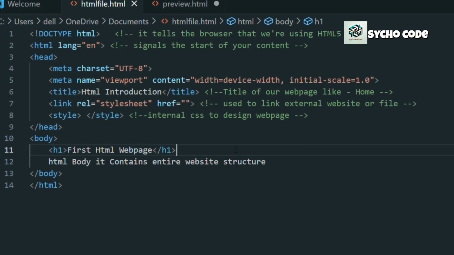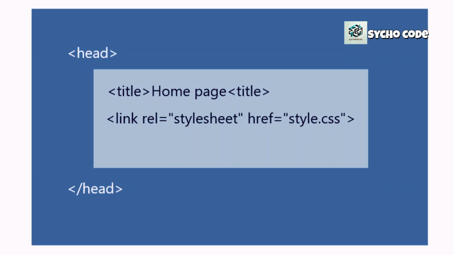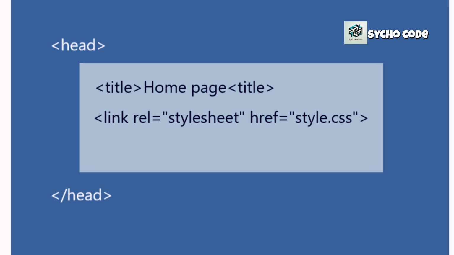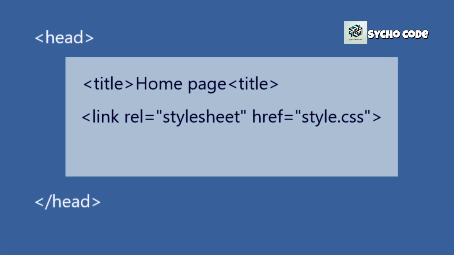The head tag contains meta information about the page, like the title, which appears in the browser tab, and links to external resources like style sheets or fonts. The body tag contains all the content visible on the web page: text, images, links, and more. It's where you'll spend most of your time working.